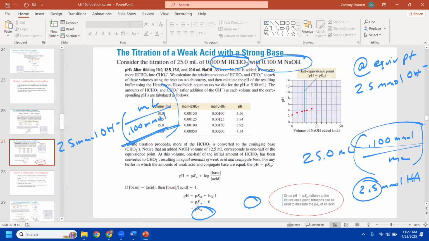So how many milliliters do I need? 25 divided by 0.1 is going to be how many? Is it? Oh no, it's 2.5. 2.5 divided by 0.1 gives us 25 milliliters. So the equivalence point of this solution is how many milliliters, Bailey?